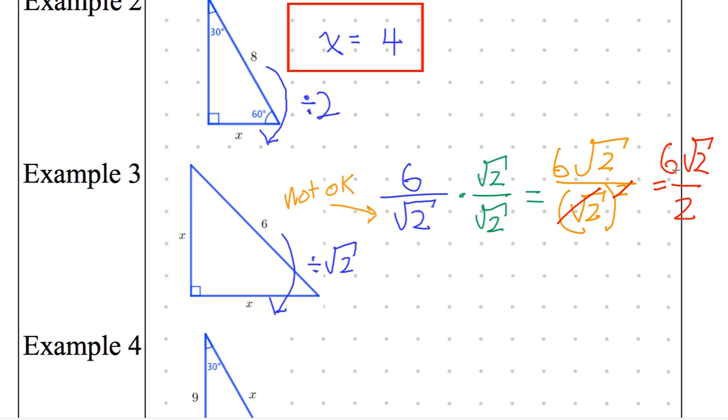We're almost done because 6 can be divided by 2. What is 6 divided by 2? Shout it out. 3. So this fraction reduces to 3. My final answer is 3 square root of 2 over 1, which is the same thing as just 3 square root of 2. And that is our final answer. That is what I would consider to be a hard problem.